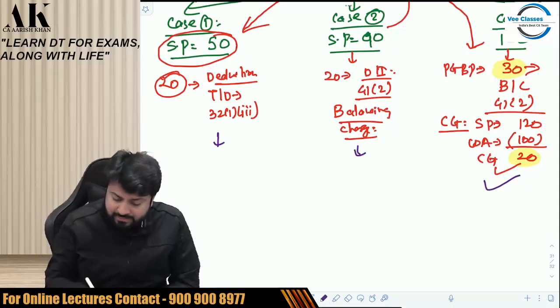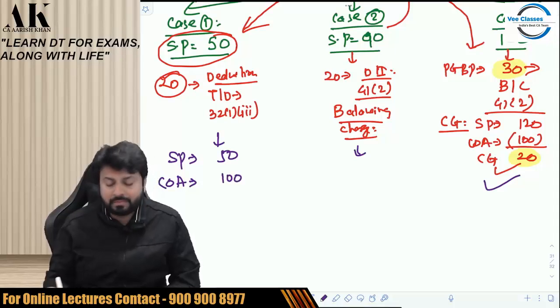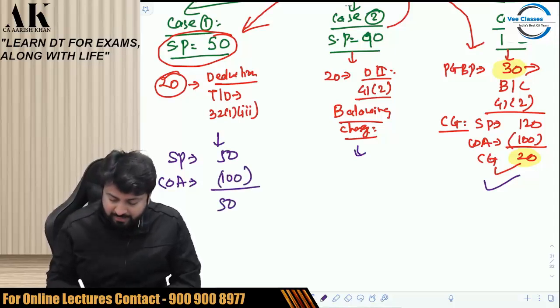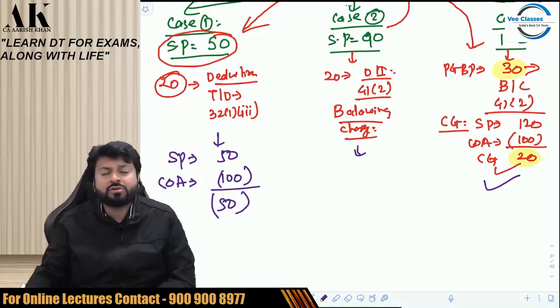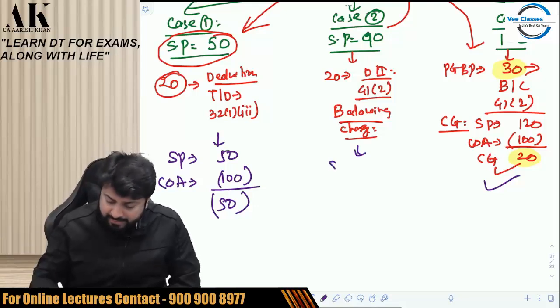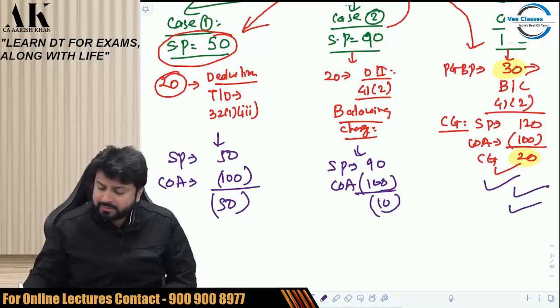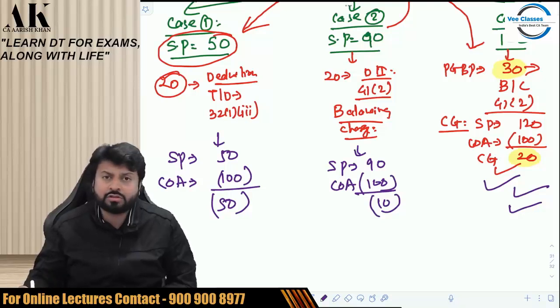What is the first case? Selling price is 50 rupees and cost of acquisition is 100 rupees. In the first case, I will get 50 rupees loss. I should claim capital gain here also. I should show loss and then set off that loss against other capital gains. In second case, selling price is 90 rupees, cost of acquisition is 100 rupees. Here also I should set off 10 rupees loss. Here it is gain. So when it is gain, sir, you are computing capital gains. When it is loss, you are not computing.